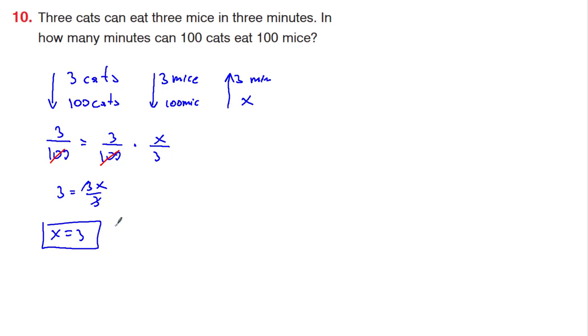It may feel counterintuitive, but actually, if 3 cats eat 3 mice in 3 minutes, and you multiply cats by some number, in this case by 33.3, and you multiply the number of mice by 33.3, well, that won't change the time needed to catch these mice, because it's the same number, it's proportional.